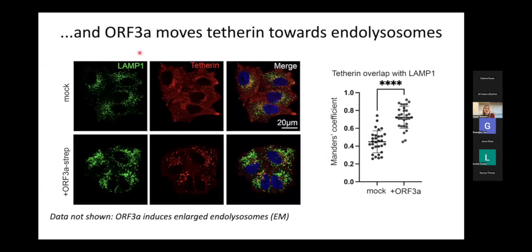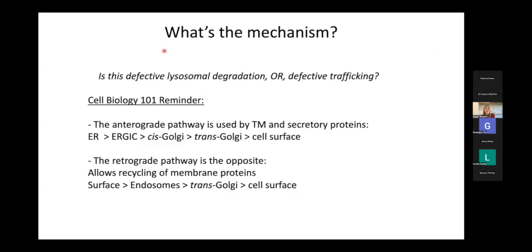So if ORF3a is moving Tetherin towards the endolysosomes, we at first assumed that this was due to a defective lysosomal degradation. So basically Tetherin was piling up on these lysosomes which were unable to get degraded properly. But it's possible as well that it was due to defective trafficking.